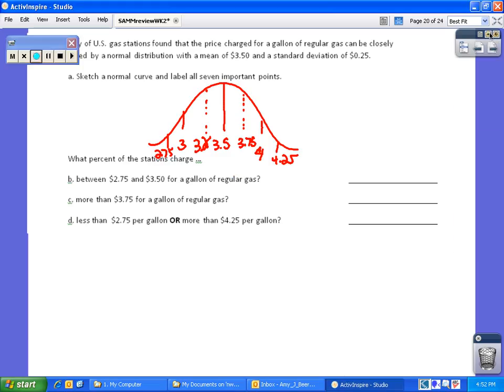So let's look at this here. We went between 275 and 350. I noticed that that's 1, 2, 3 standard deviations away. I know that from plus 3 standard deviations away and minus 3 standard deviations away from the mean, between those 2 points is 99.7, but I only want from the mean to 3 standard deviations to the left, so I'm going to divide 99.7 by 2, and that'll give me 49.85.